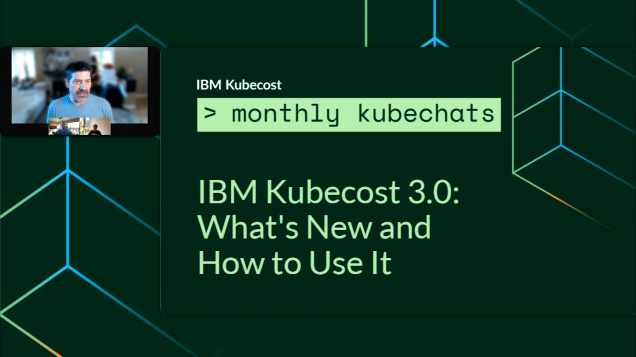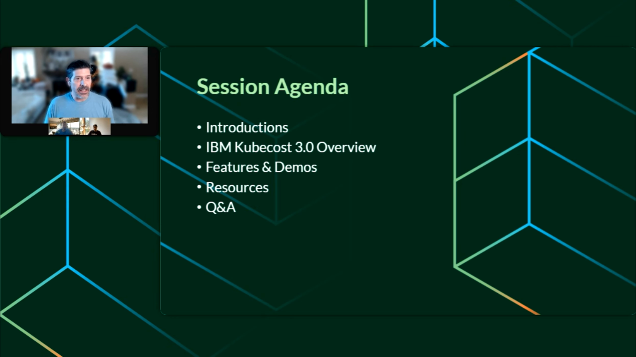I have two fantastic guests with me that are going to explain why IBM Kubecost 3.0 is our biggest release ever. They're going to show you and talk about a lot of the great new features and enhancements that we've brought to Kubecost with this latest massive release, and how you can use it to do a better job of bringing FinOps to Kubernetes. With that, we'll go ahead and get rolling.